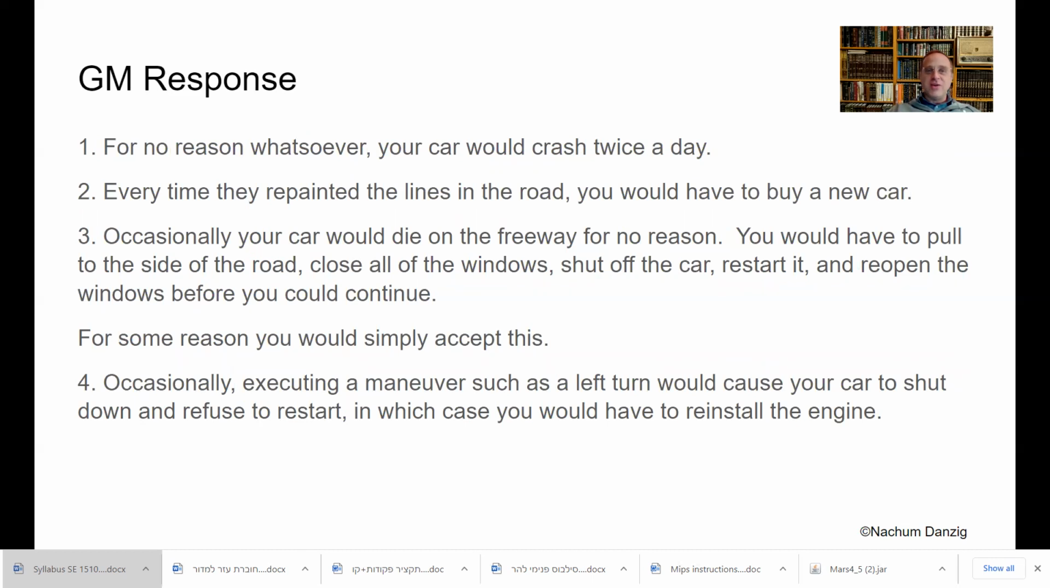For no reason whatsoever, your car would crash twice a day. Every time they repainted the lines in the road, you would have to buy a new car. Occasionally, your car would die on the freeway for no reason. You would have to pull it to the side of the road, close all of the windows, shut the car off, restart it, reopen the windows before you could continue. For some reason, you would simply accept this as normal. Occasionally, executing a maneuver such as a left turn would cause your car to shut down and refuse to restart, in which case you would have to reinstall the engine.